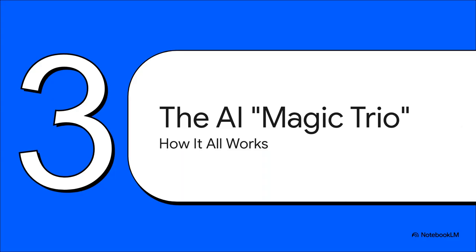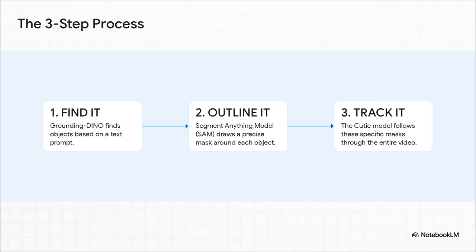So you're probably asking, how does it do that? What's the secret sauce behind this incredible speed-up? Well, it all comes down to a brilliant team-up of 3 different really powerful AI models, all working together perfectly. Think of it like an expert crew. First up, you've got the Finder. It's an AI that you give a text prompt to, like ant, and poof, it finds every ant in the image.